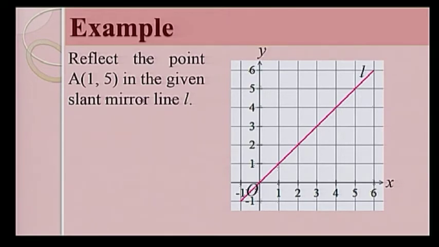Suppose that we want to reflect the point (1, 5) in the given slant mirror line L. How do we proceed? Same thing always. You start by drawing your axes. Don't forget you need to label the axes, x-axis and y-axis. The slant line is already given for you. Then you need to plot the coordinates of A, which is (1, 5). All right? Now, we've got a problem.